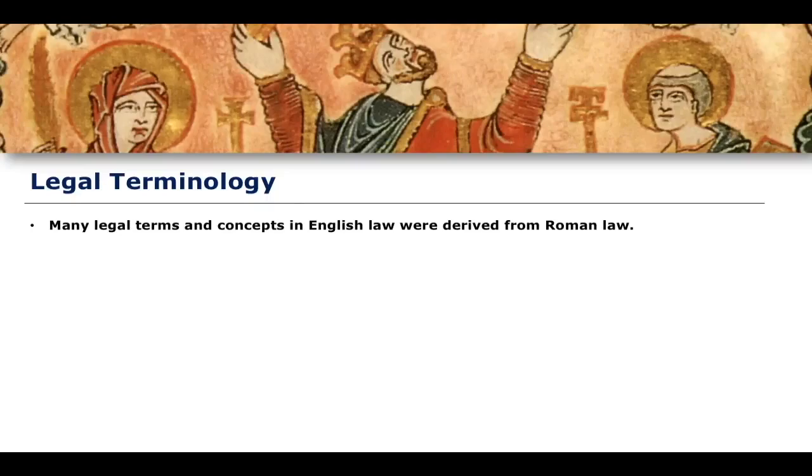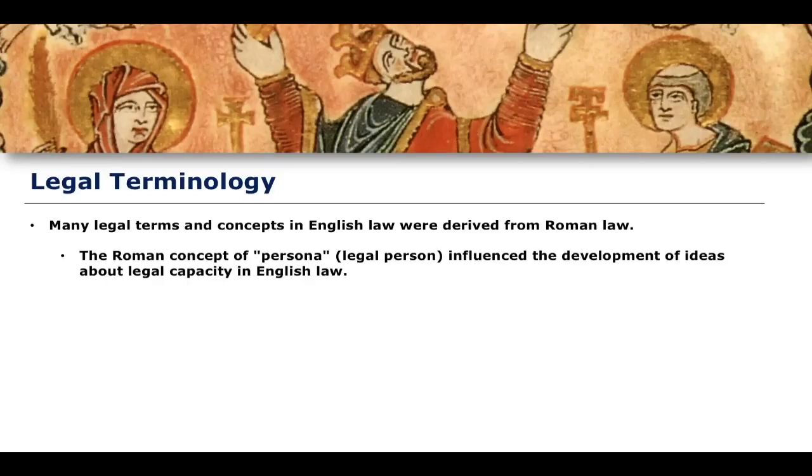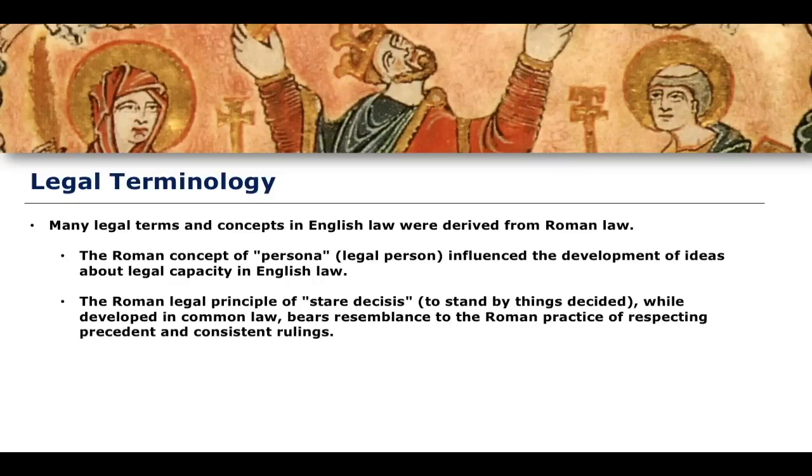Now, many legal terms and concepts in English law were derived from the Roman law, which is another area in which we can think about the development of the English legal system and the way in which the Roman law comes at that approach. So the Roman concept of persona, for example, the idea of a legal person, influences the development of ideas about legal capacity in English law. The idea of stare decisis is a Roman legal principle that translates from Latin to mean to stand by things decided.